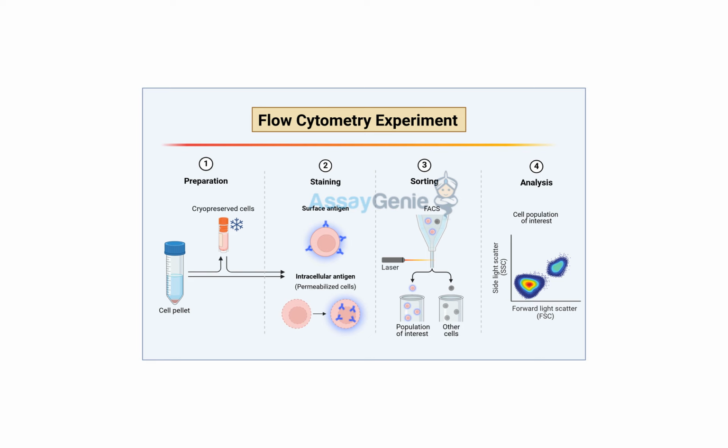So that brings us to compensation. Compensation. Yes, and that's a mathematical correction that we use to subtract any overlapping fluorescence. So we're cleaning up the data, making sure we can see each signal clearly. Yeah, it's like adjusting the color balance on your TV to get the most accurate picture. I like that analogy.